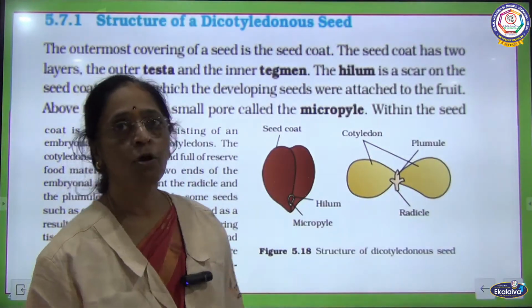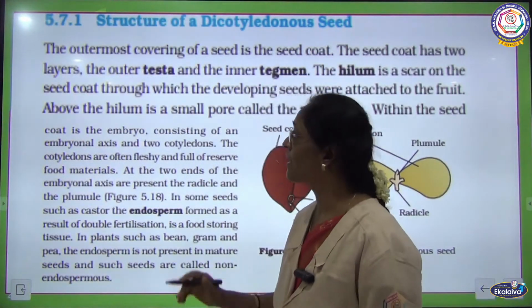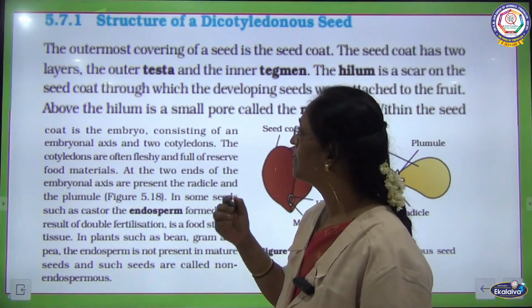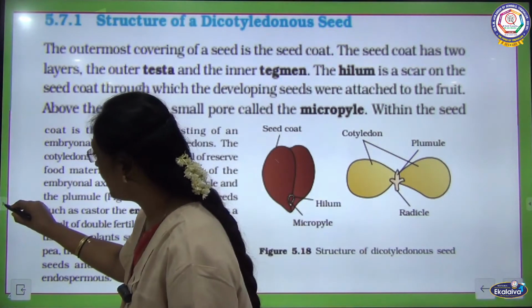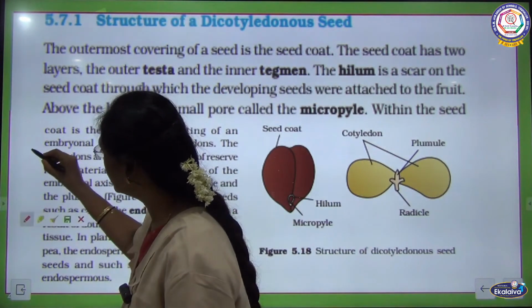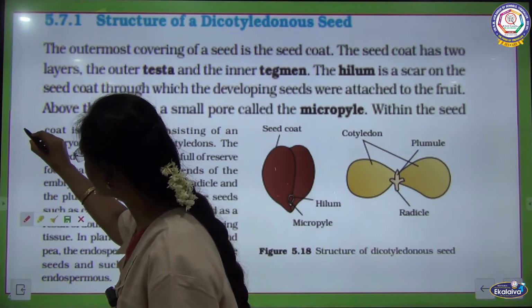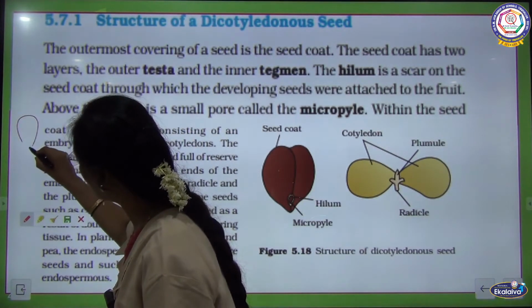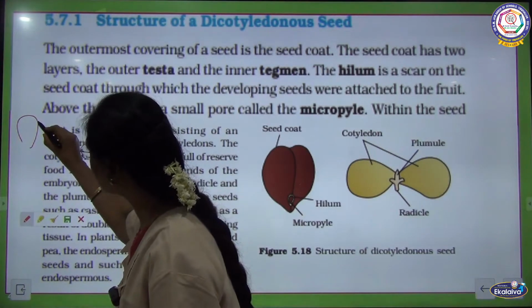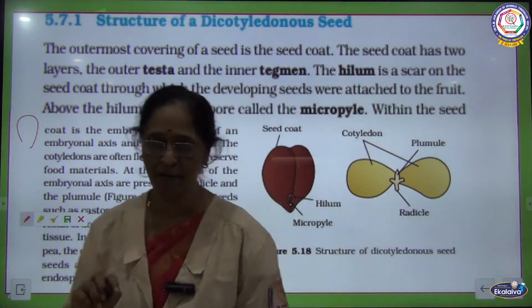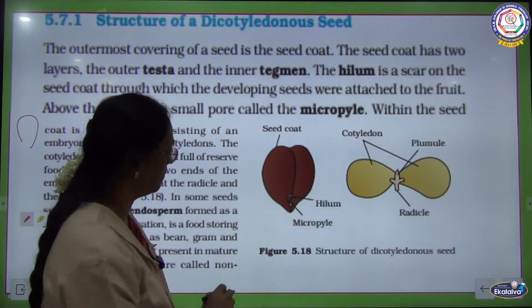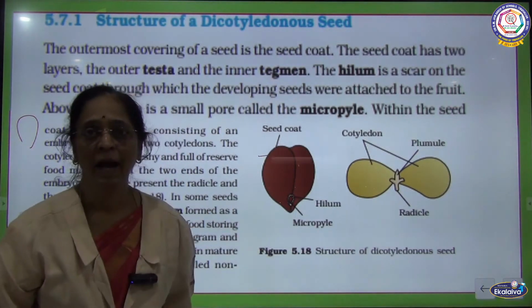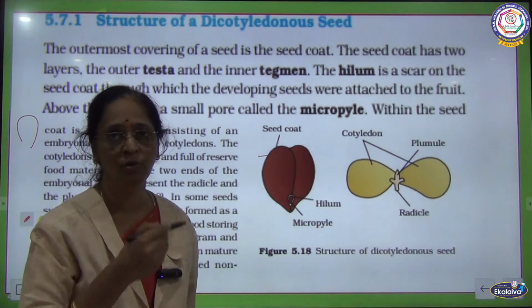Now, when you talk about the dicotyledonous seeds, we said that the dicotyledonous seed is the one which has two cotyledons. If you draw the seed like this, or we will see it with the picture which is there in the page. Here, this is the seed coat, and this seed coat has two layers.